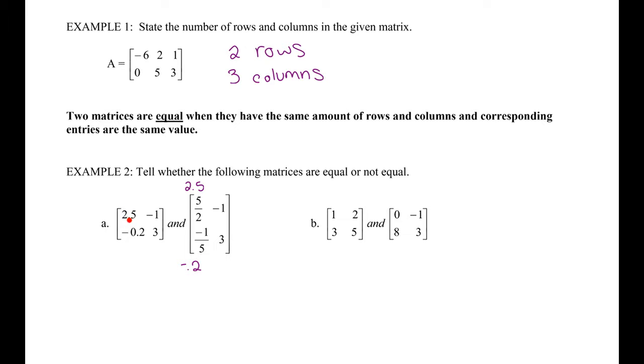Top lefts are both 2.5. Top right are both negative 1. Bottom left, both negative 0.2. And bottom right are both 3. So we could say, yes, the matrices are equal.